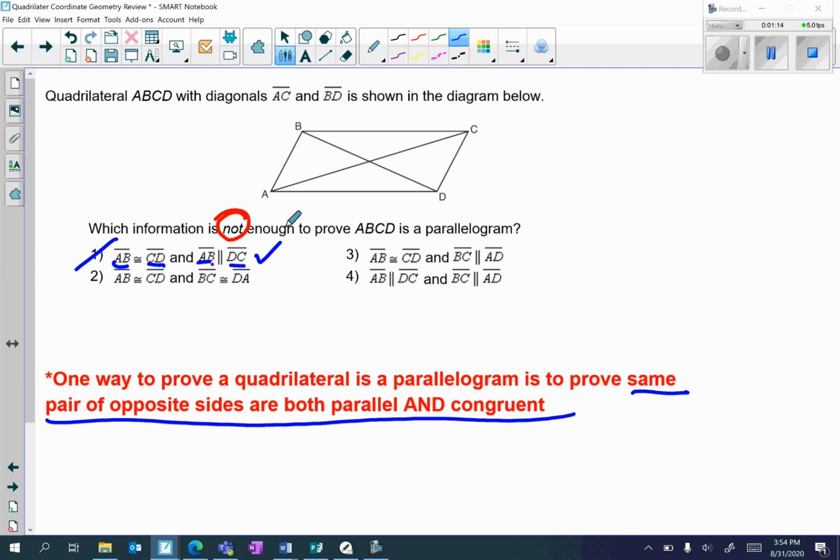Number 2, AB is congruent to CD and BC is congruent to DA. That means the pairs of opposite sides are both congruent. That also proves it. So that one's out. And choice 4, AB is parallel to DC and BC is parallel to AD. That also proves a parallelogram because both pairs of opposite sides are parallel. So that leaves us with choice 3. AB is congruent to CD and BC is parallel to AD. That's not enough information to prove it's a parallelogram because it could honestly also be an isosceles trapezoid.